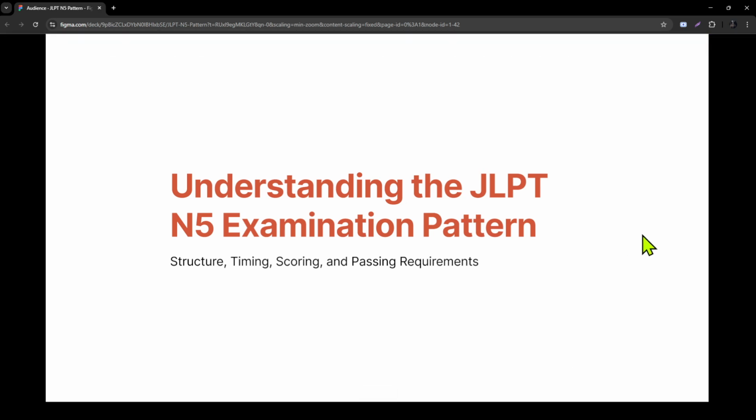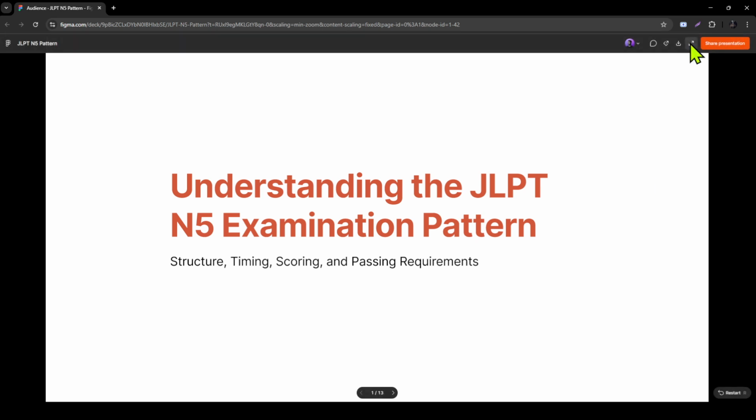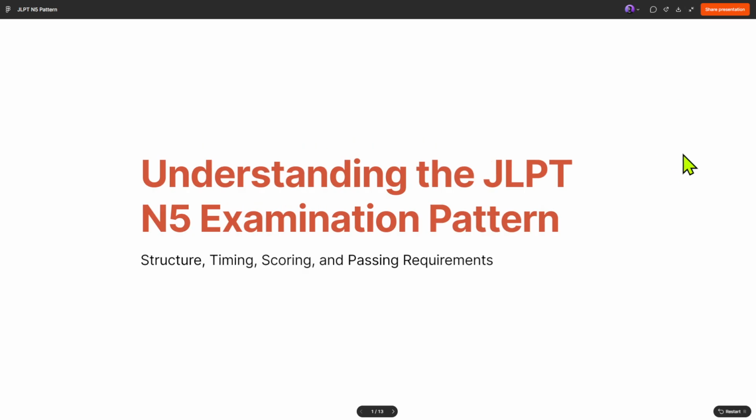Hello everyone, konnichiwa. So today we'll be learning and understanding the JLPT N5 examination pattern, the structure of the examination, the timing, how the scoring system works, and also what the passing requirements are. Alright, so let's get started.